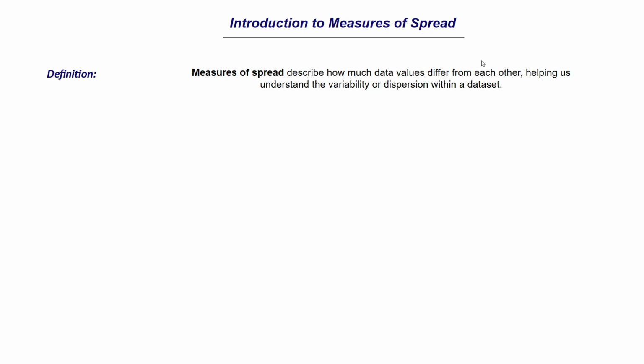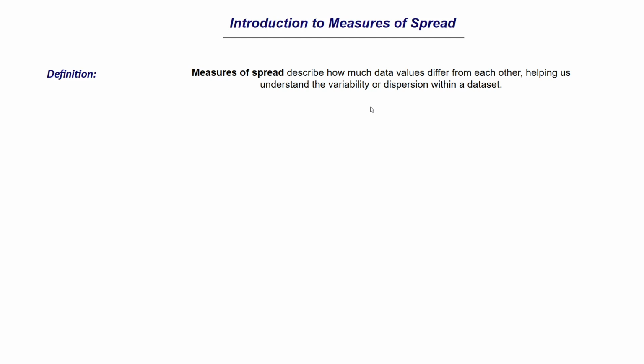Let's say that you have 10 data points in a data set, and how each of these values differs from the others. That difference we are quantifying using this measure of spread. And this, as I said, helps to understand the variability or dispersion within a data set. Dispersion in the sense of how the values are dispersed, what the range of numbers is in which the values are dispersed. So that's about this measure of spread.